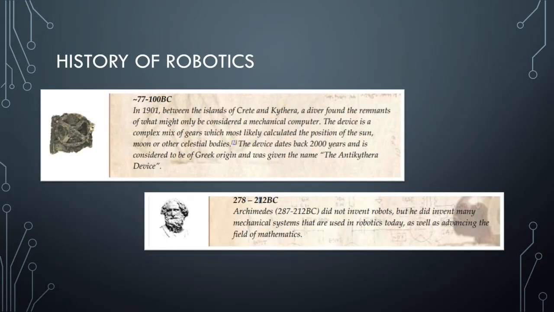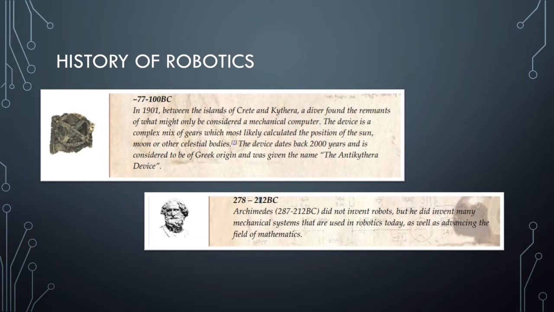We'll take a look at some of the key points in the history of robotics, but to answer the question that I just posed to you, robots actually potentially date back as far as 77 to 100 BC. So that's 2,000 years ago. Actually, there was a device called the Antikythera that was found in Greece about 100 years ago.